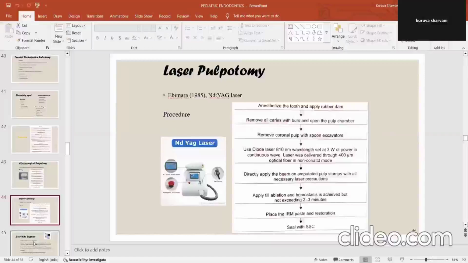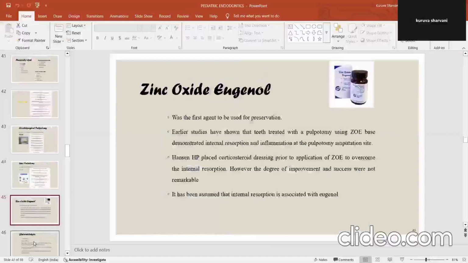Next, now materials of pulpotomy. There are various materials that are used as pulpotomy agents. See, pulp capping agents are different and pulpotomy agents are different. Nowadays, the broadly used material is zinc oxide eugenol, which is used as a preservative and pulp sedative. That's the reason we are going to use zinc oxide eugenol as a pulpotomy agent.